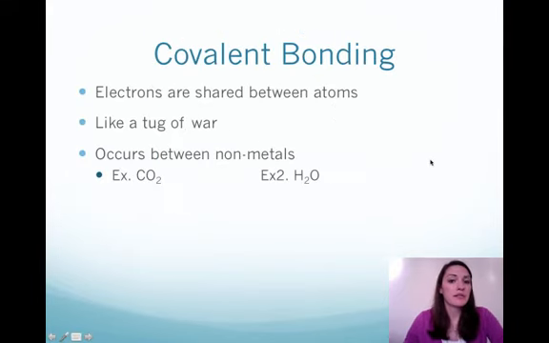The next type of bonding is called covalent bonding. Covalent bonding is when you have electrons that are shared between atoms. Okay, the electrons are shared. They're not transferred, but they're actually shared, kind of like a tug of war. Okay, and it occurs between nonmetals. So carbon and oxygen are both nonmetals, so that's going to be a covalent bond.